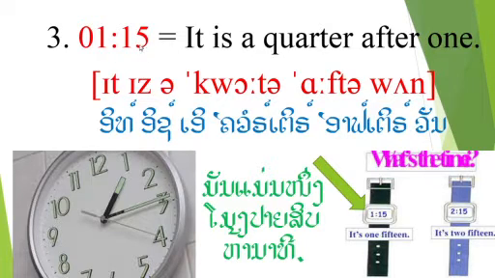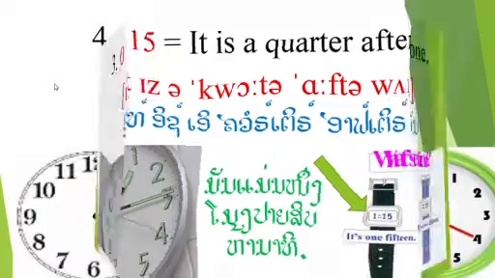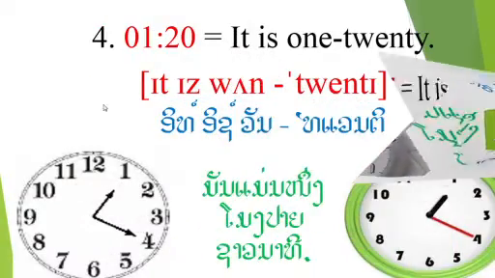Still talking about number 3, 1:15. In an English sentence, it is a quarter after 1. It is a quarter after 1. Move on to the new one. Continue to number 4.